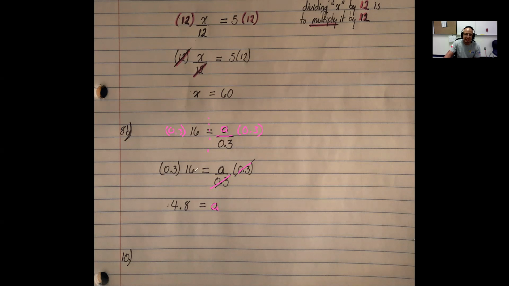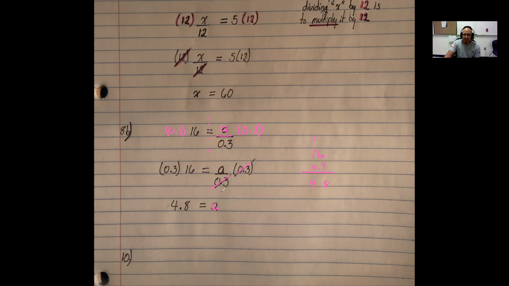And then 16 times 3/10 is 4.8. If you don't believe me, you can work it out on the side. 0.3 or 3/10, it's the same thing. 3 times 6 is 18. 3 times 1 is 3, plus 1 is 4. We have one decimal place. That would give me 4.8.